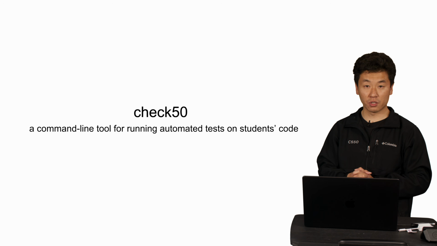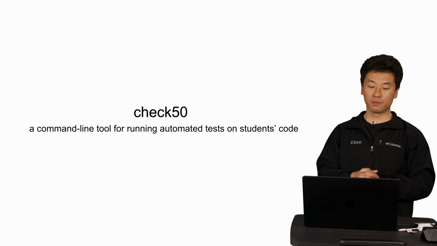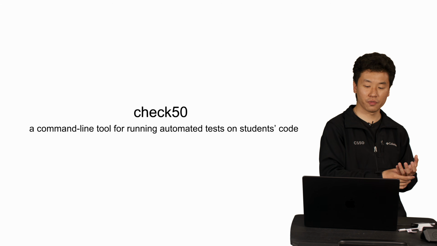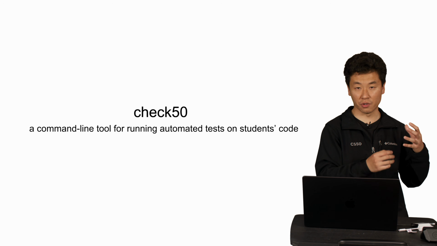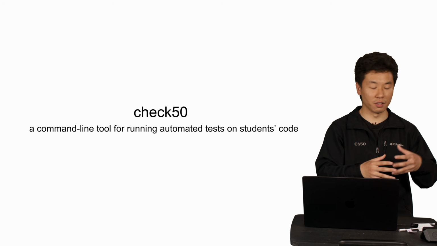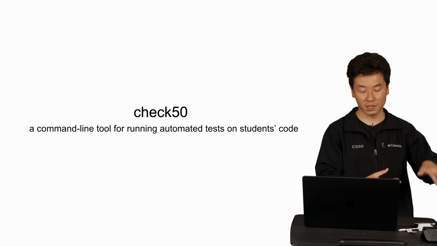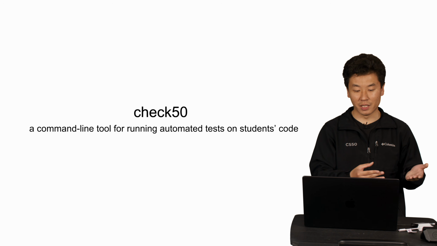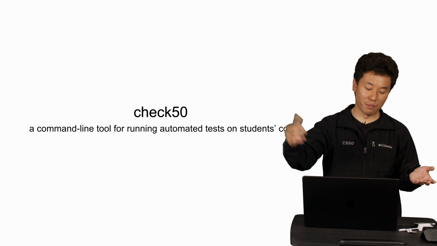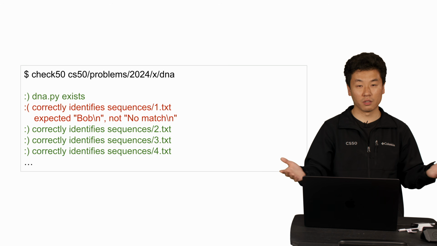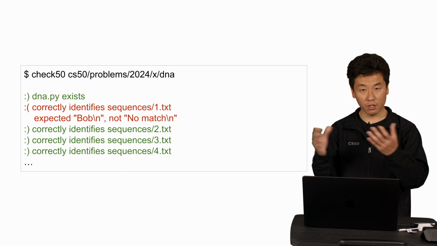The first tool I'm going to briefly mention is called Check50. Check50 is a command line tool for running automated tests on students' code. It's mostly for correctness tests. So students write some code, they follow a specification, they implement it. How do we know if the student actually meets the requirements? They can run Check50 for a particular problem set.